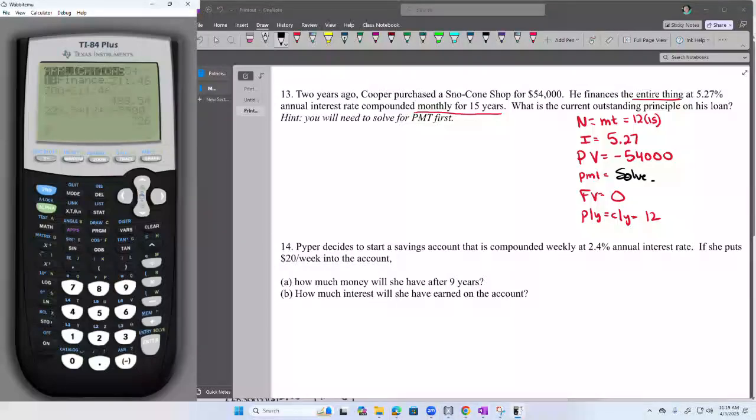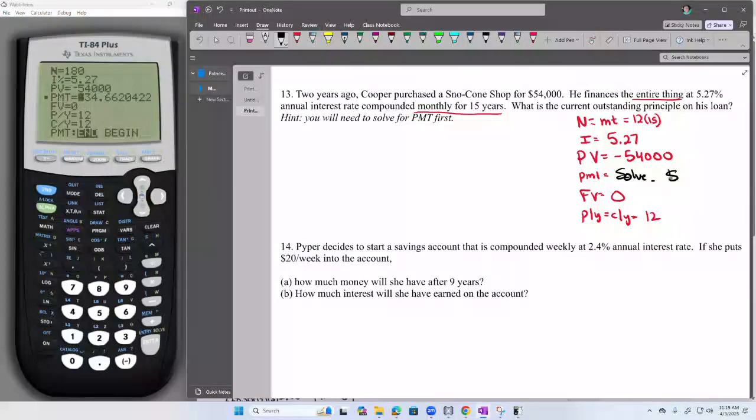And I'll put all this in. Apps, Finance, TVM Solver. I have 12 times 15, 5.27, negative 54,000. Don't know my payment yet. Everything else is good. So I'm going to hit alpha enter. And I get $434.66 for the payment.